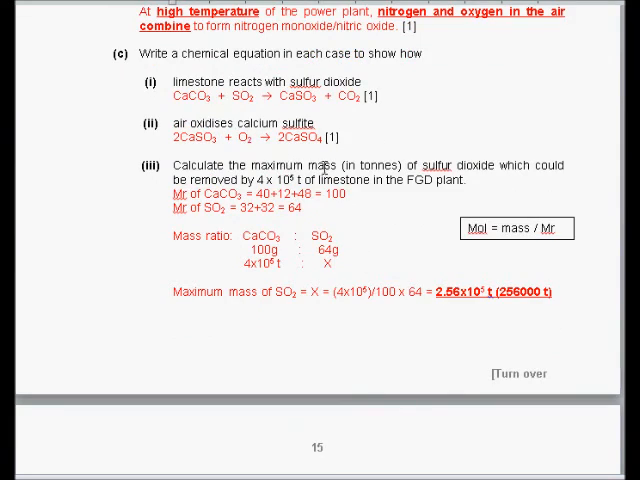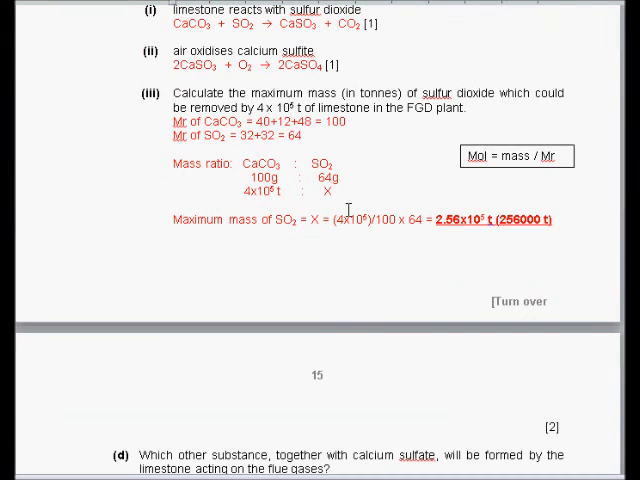Now for this part, calculate the maximum mass. If you don't want to use mass ratio, you can use mole ratio. But remember, when you use mole ratio, you calculate the number of moles using this formula, so the mass must be in gram, which means you have to convert the tons to gram. 1 ton is 1,000 kilogram. 1 kilogram is 1,000 gram. When you use this formula, bear in mind that the mass must be in grams. Anyway, you can use mass ratio for this question.